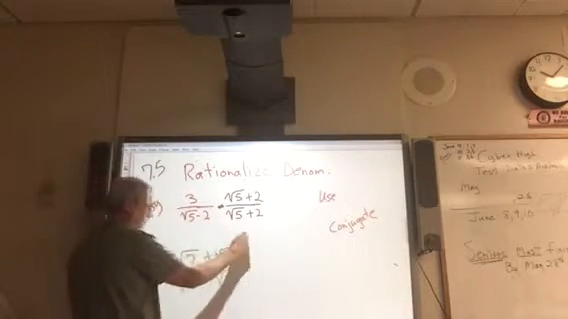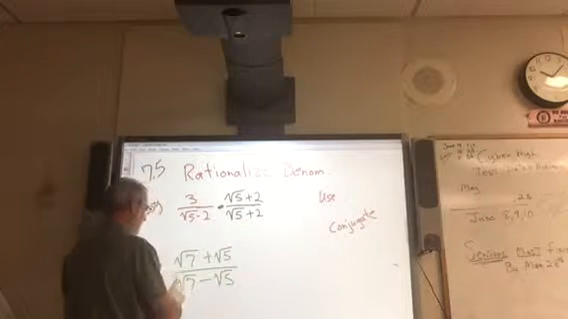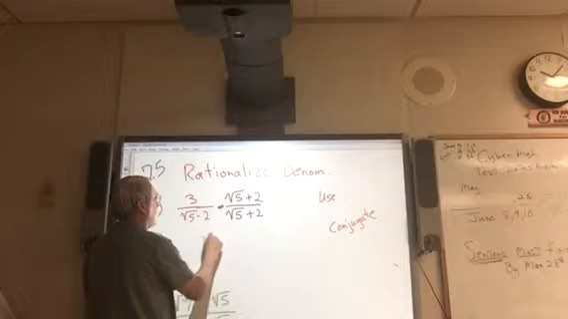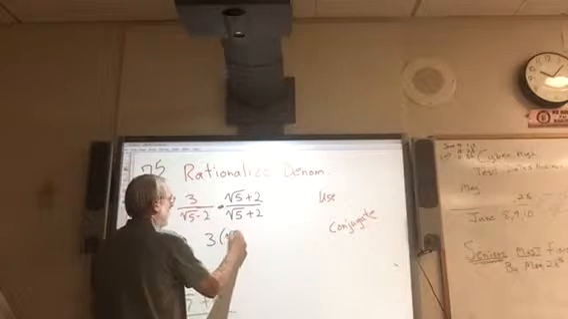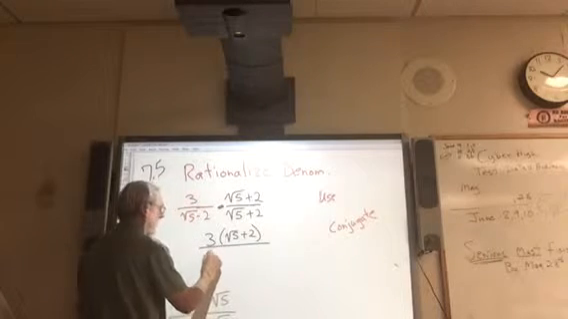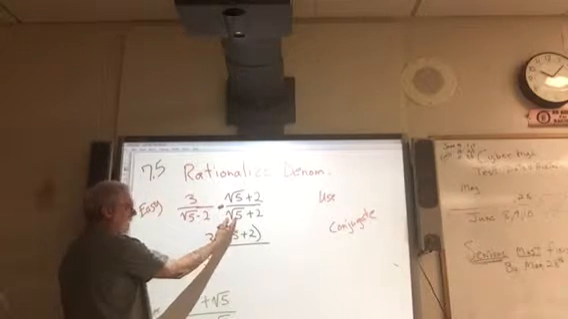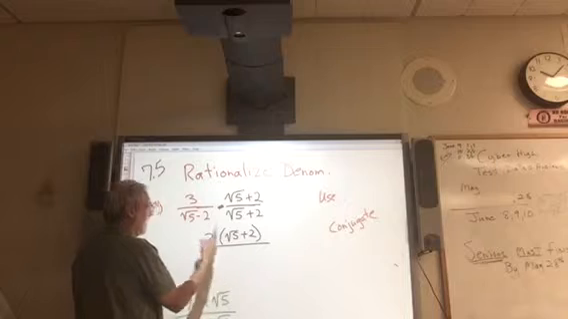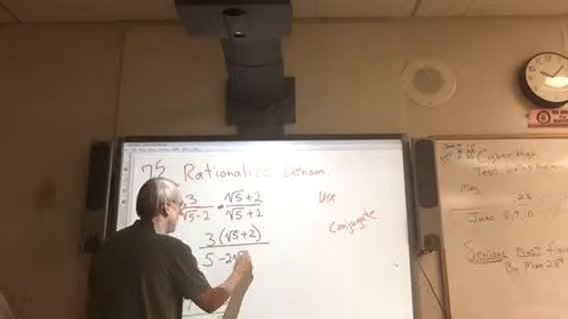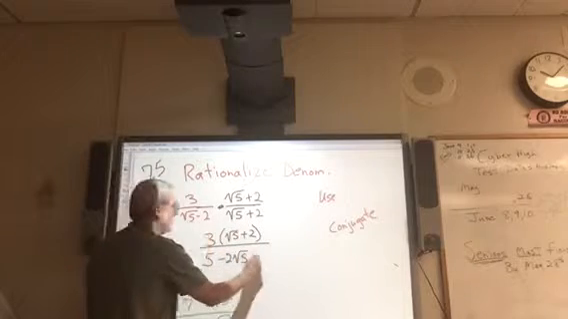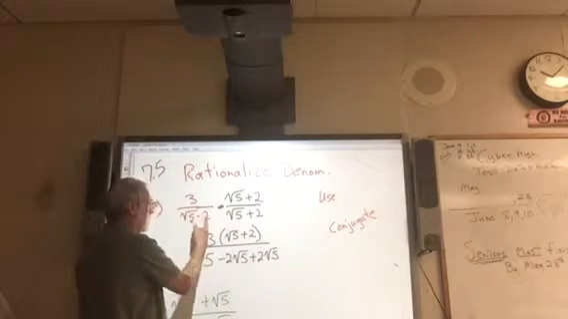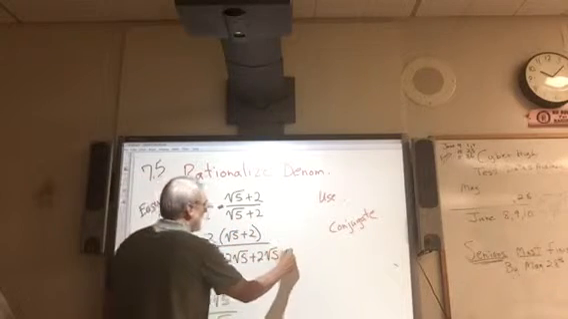All right, so when we do that, again, we're multiplying by 1. We end up with 3 times radical 5 plus 2 over 5. That's radical 5 times radical 5 is 5. If you want to get technical, you end up with negative 2 radical 5 and positive 2 radical 5. And negative 2 times 2 is negative 4.